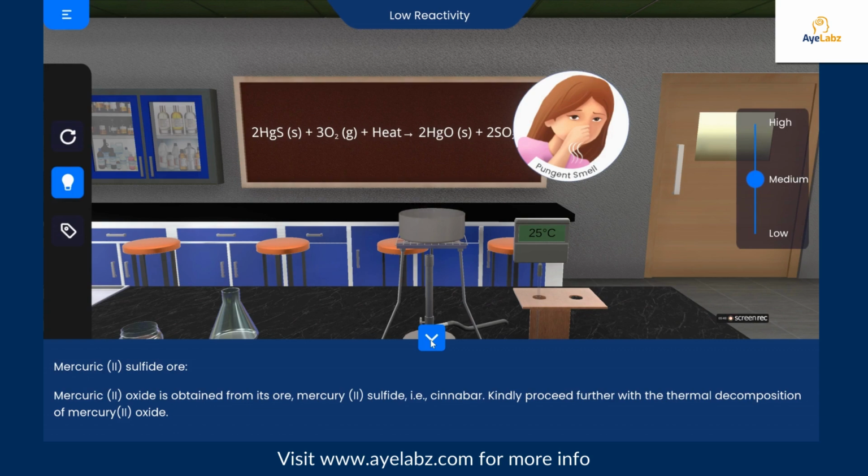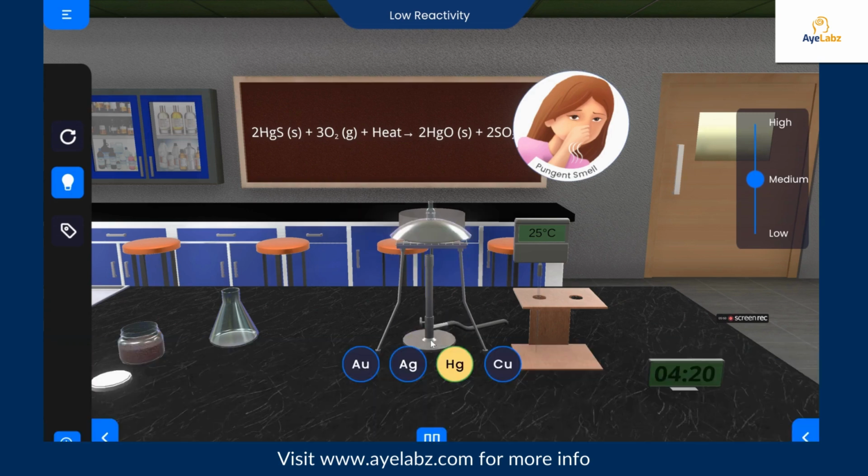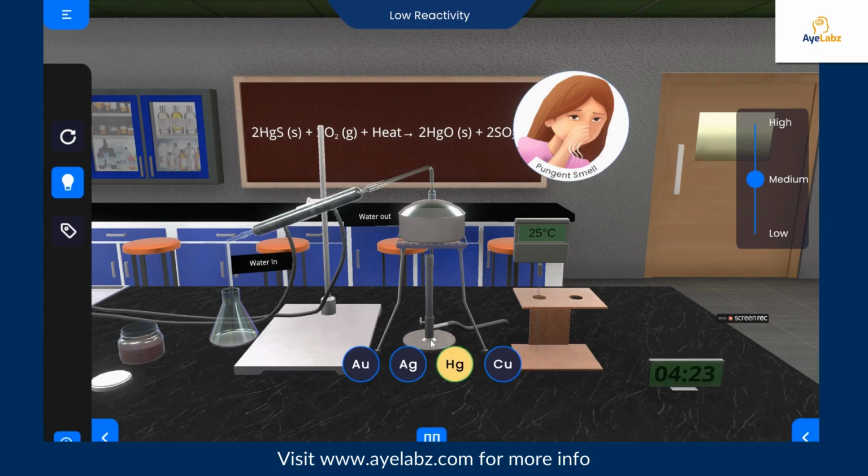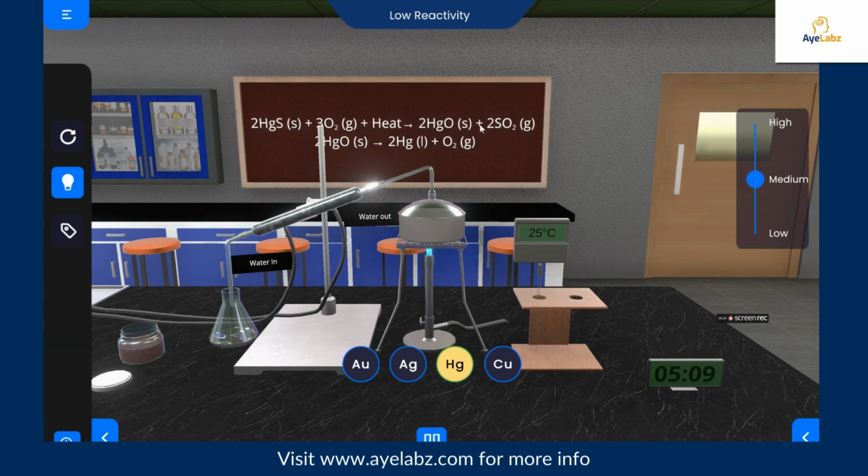After that, we can proceed with thermal decomposition for the refining of mercuric oxide. I'm turning on the Bunsen burner. As you can see, the produced mercuric oxide, by heating, is giving us mercury as a liquid along with oxygen, which is collected in the conical flask here. Using this slider, you can increase or decrease the burner capacity.